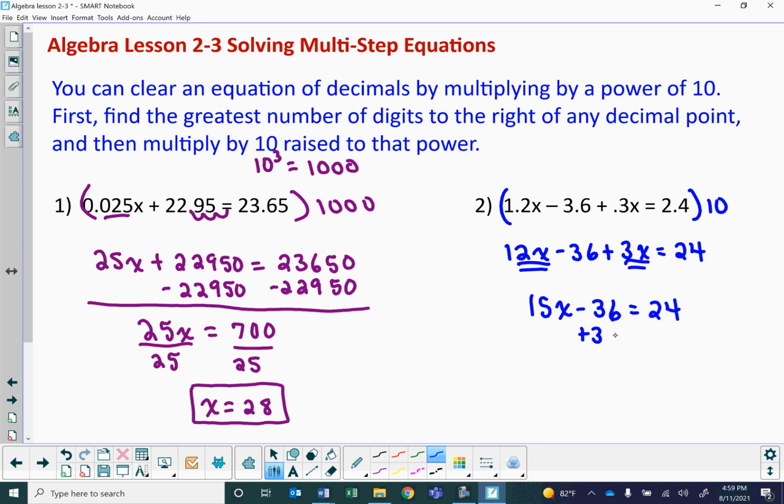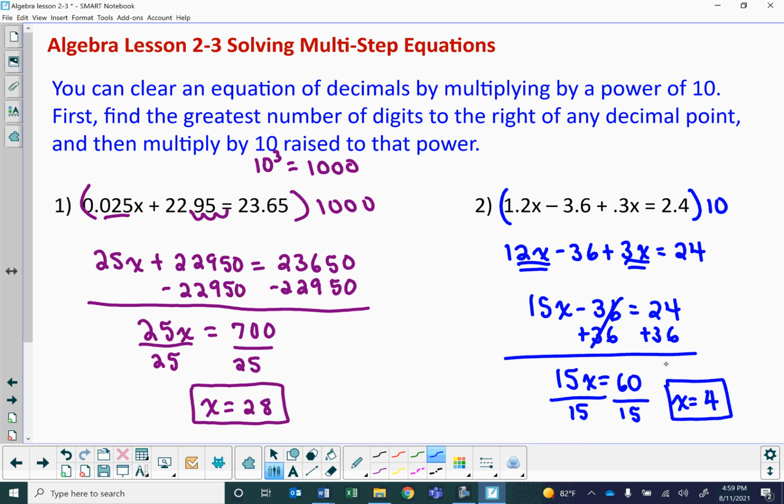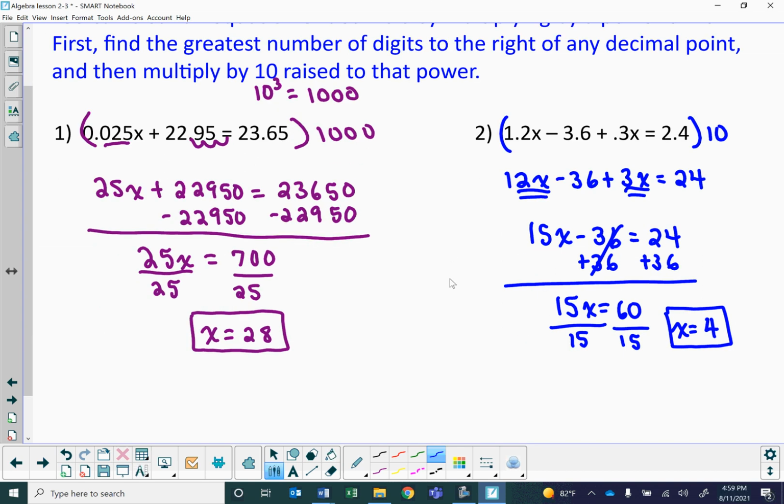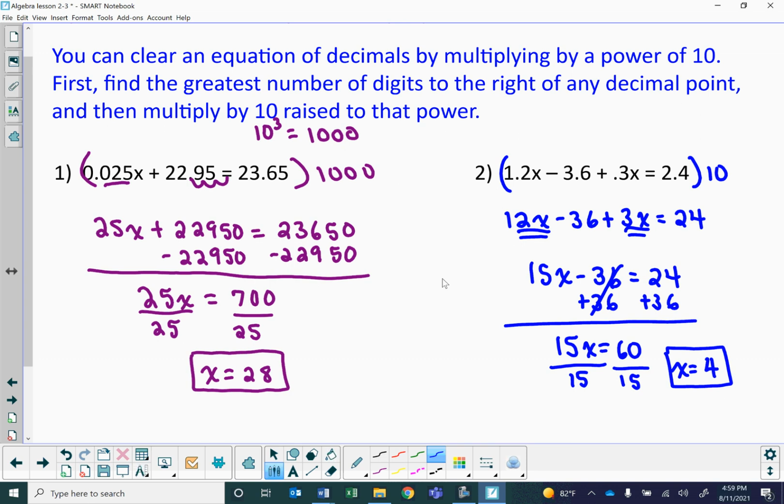Add 36, add 36. These cancel, so I have 15x is equal to 60. Divide by 15. x is equal to 4. So that's clearing an equation of fractions, and clearing an equation of decimals.